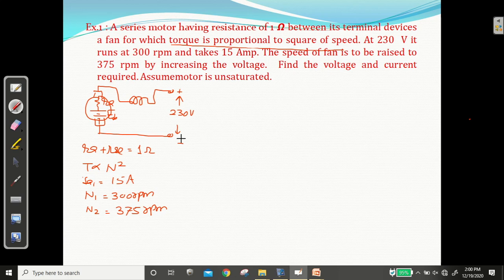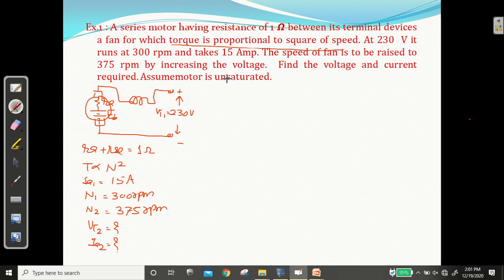I have given VT1. By increasing the voltage, I have to find VT2. The terminal voltage is increasing. Find the voltage and current required. I have to find IA2 also. Assume the motor is unsaturated. So these things are given.